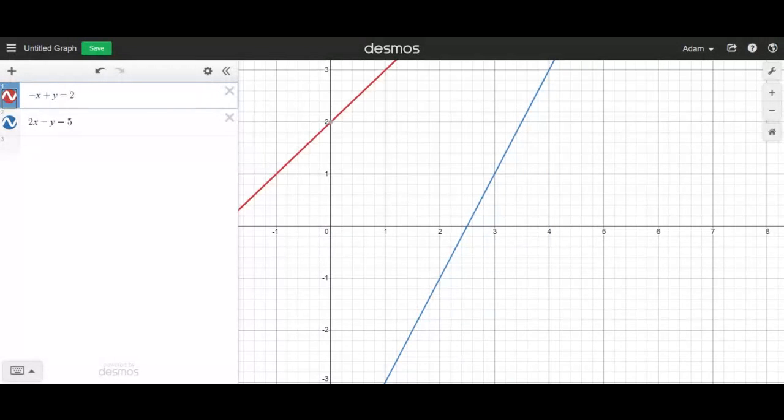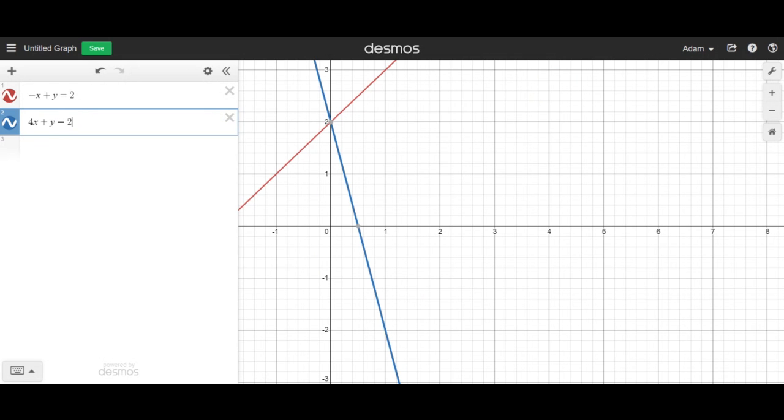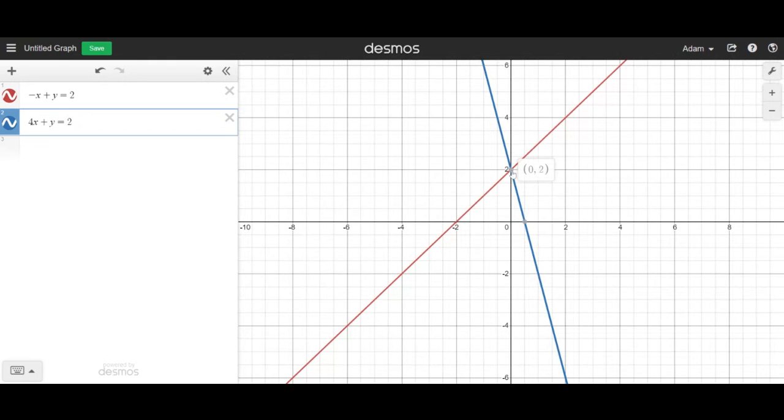Okay. So we have negative x plus y equals 2. And then the other one is 4x plus y equals 2, as you can see. Yeah, and you can also press the home screen. That'll bring it back to the origin. But you can see that there's only one point of intersection, the point (0, 2). One point of intersection, which is nice. Okay, cool. Okay, good.